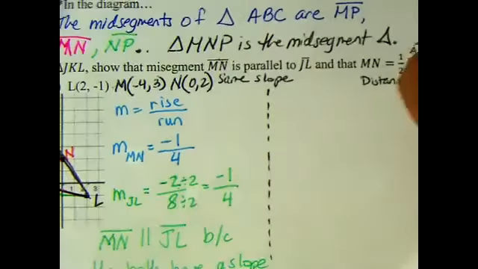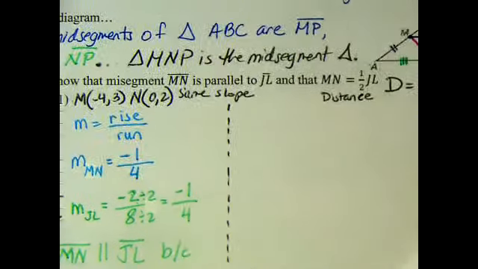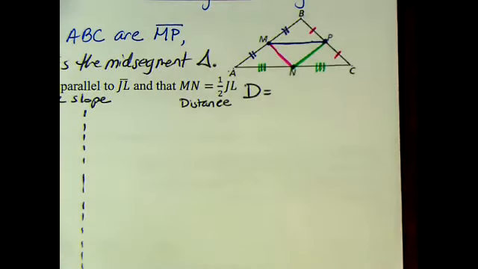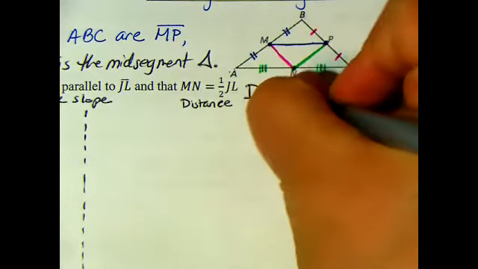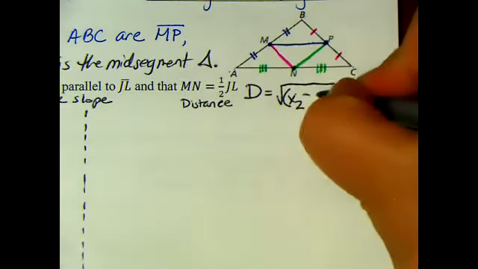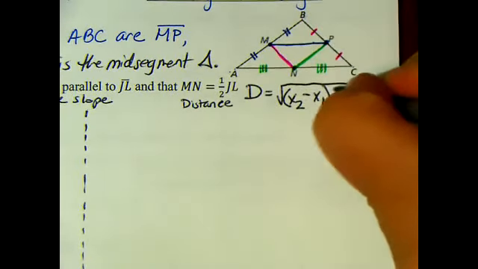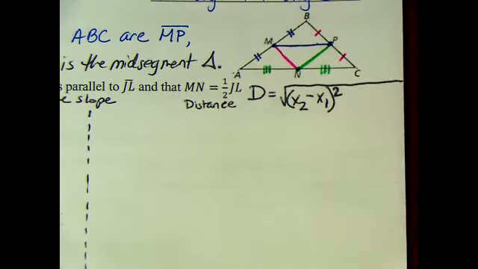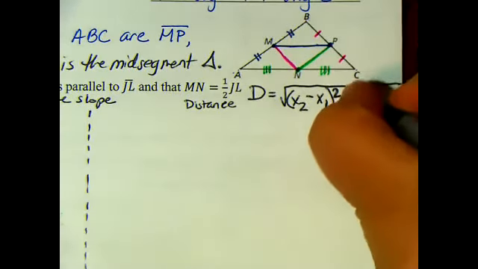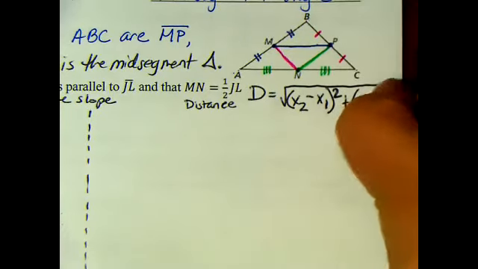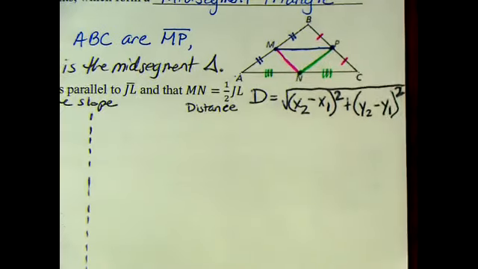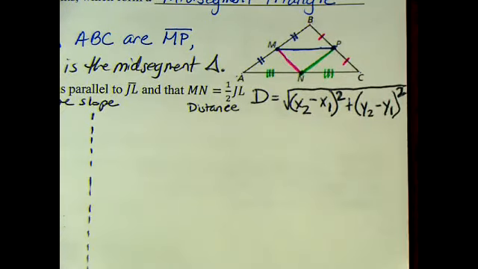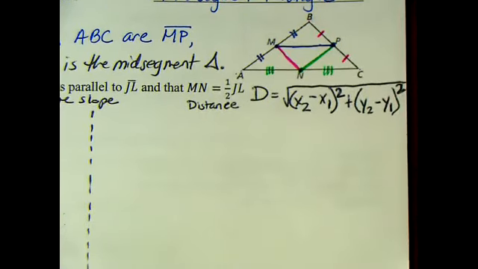So if you guys remember, the distance formula, let me move this over here. The distance formula is x2 minus x1, close the parentheses, square that, plus y2 minus y1, close the parentheses and square that. That's our distance formula.